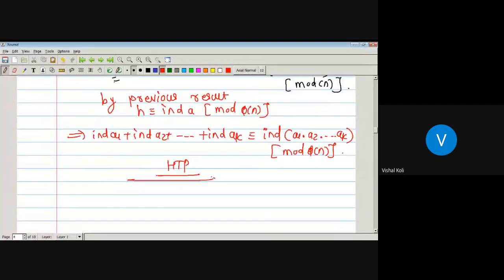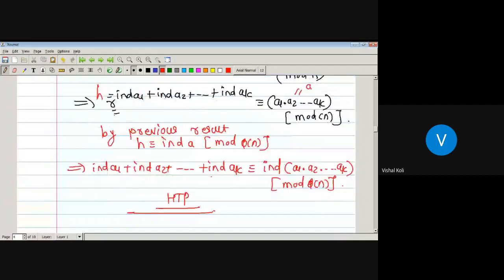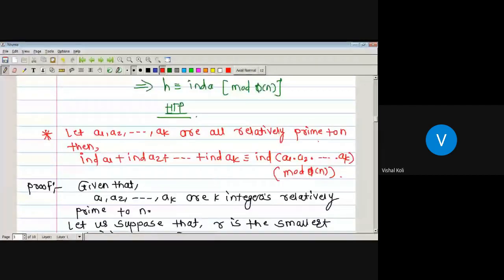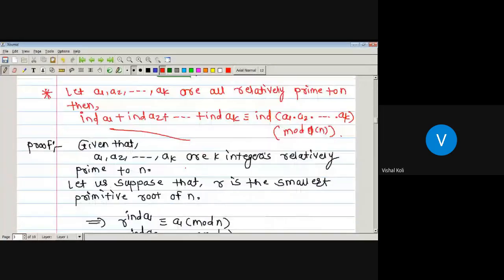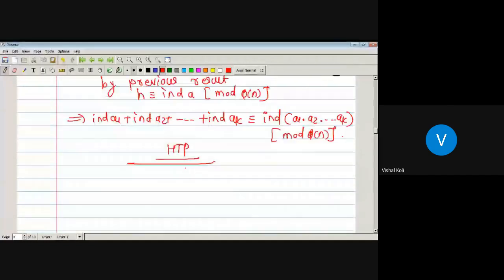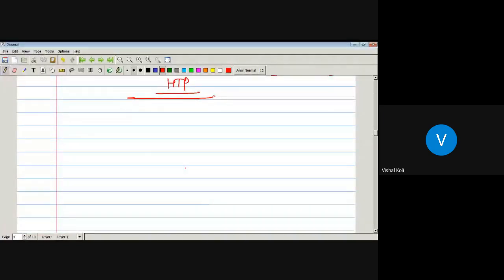Okay, so if A1 A2 up to so on AK are the integers which are relatively prime to N, then we have to prove index of A1 plus index of A2 plus up to so on index of AK, and which is congruent to index of A1 into A2 into up to so on AK modulo phi of N, and that is we have proved. Okay, up to now any doubt? No, sir. Okay, now we will take some examples.